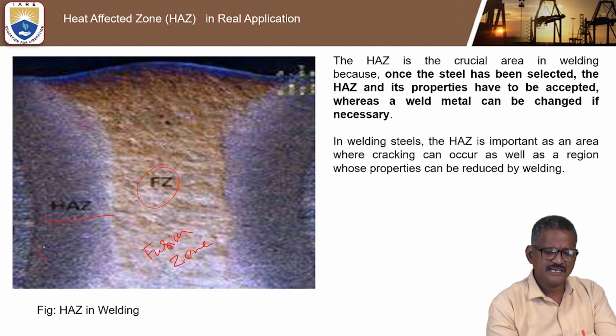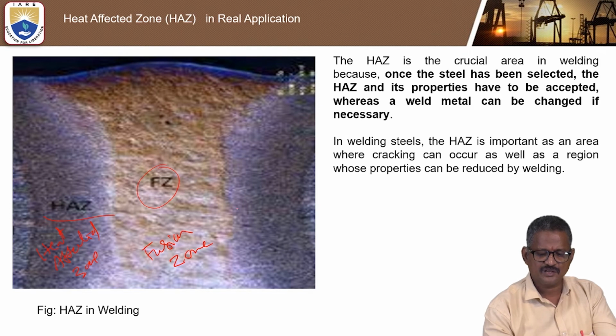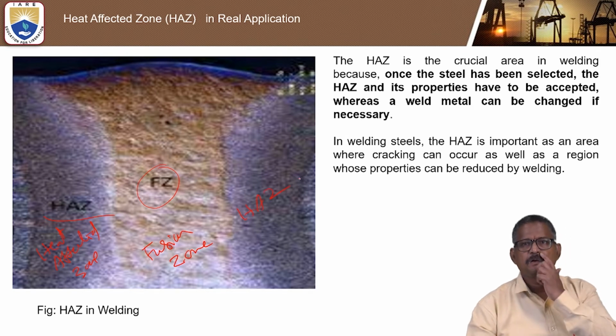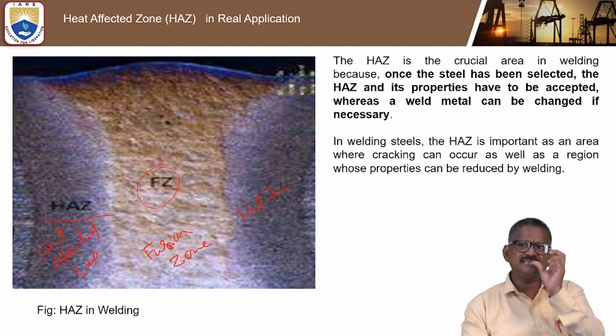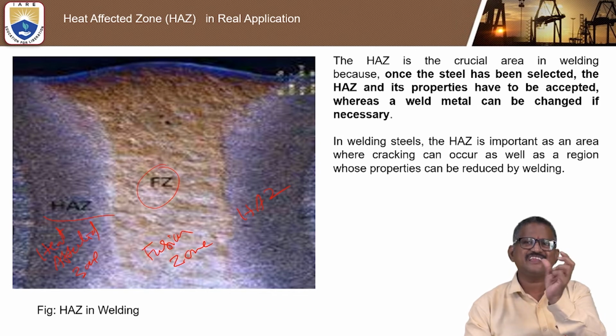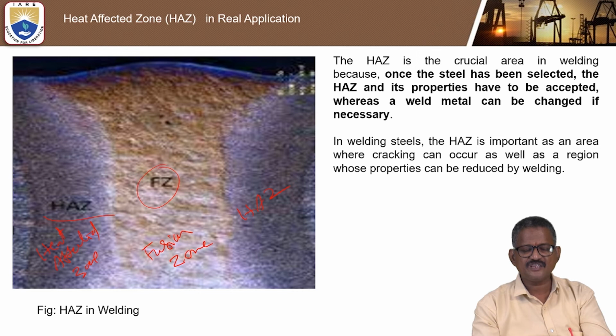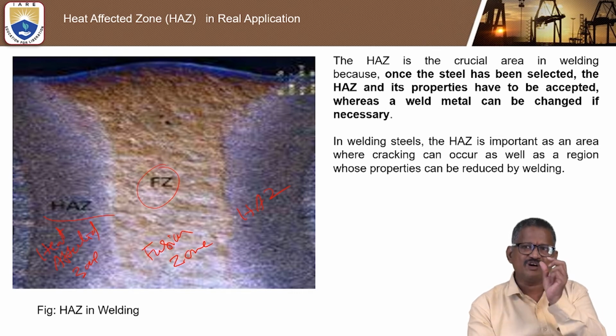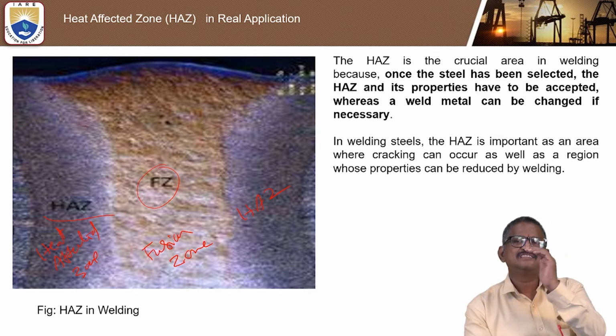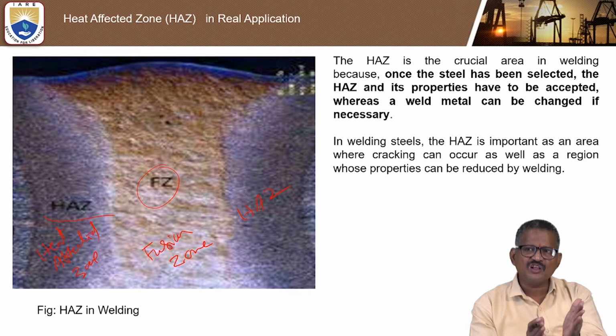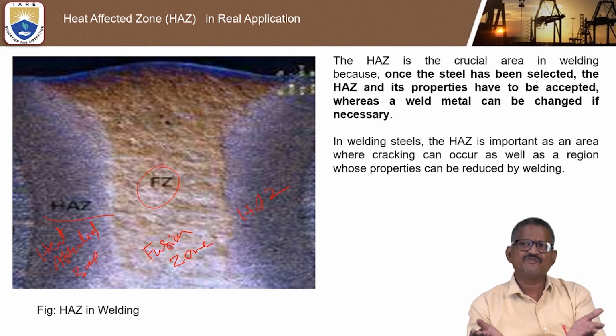This is the heat affected zone, also called HAZ. The HAZ is the crucial area in a welding, because once the steel has been selected, the HAZ and its properties have also to be accepted, whereas weld metal can be changed if necessary.